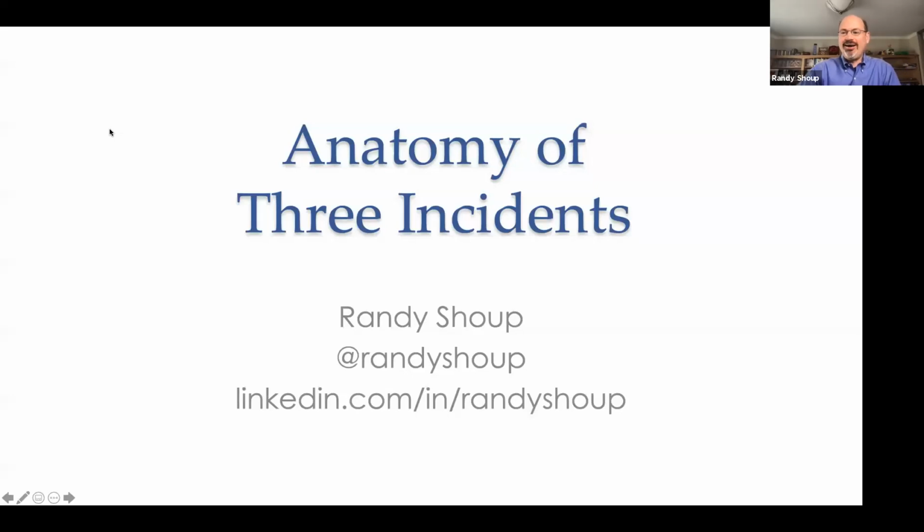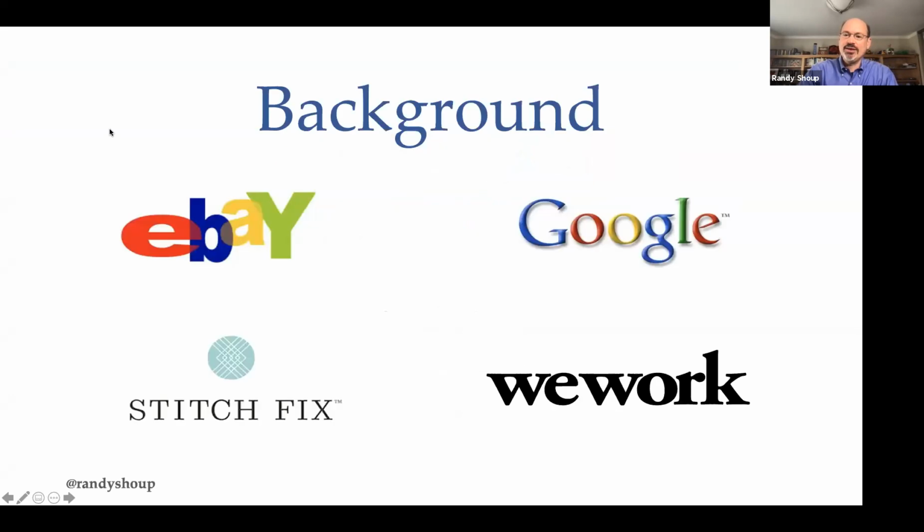All right. So I'm going to talk today about an anatomy of three incidents. As Spoons said, I'm currently Chief Architect and VP of Engineering at eBay. I actually did an earlier stint at eBay earlier in my career, but in between, I spent a bunch of time working at Google in the early days of Google Cloud on Google App Engine. We're going to hear an incident story from there. Then later, I moved on to running engineering at Stitch Fix. We're going to hear an incident story from there. And then most recently, before eBay, I was at WeWork as a VP of engineering, and we're going to hear an incident story from there.